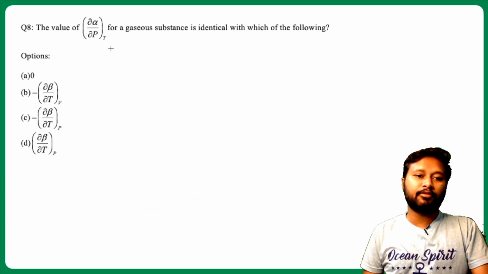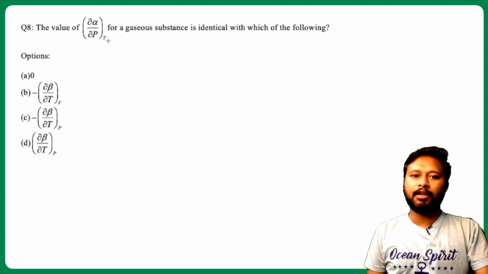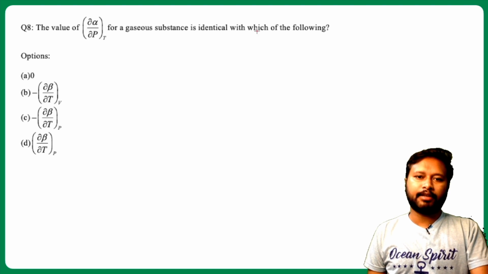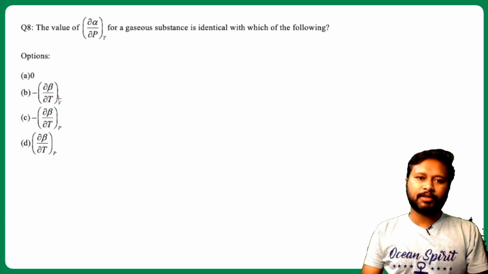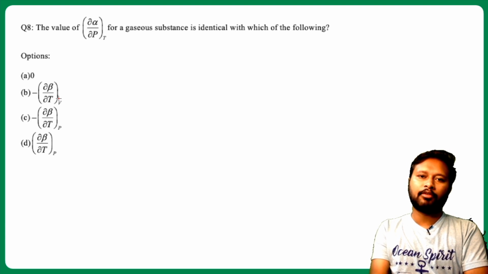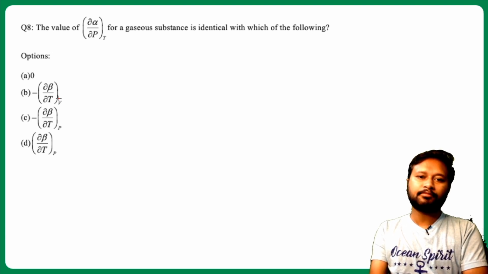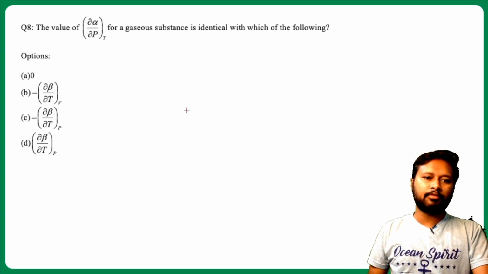All right, let's try to do this question. Here it says that the value of (∂α/∂P) at constant T for the gaseous substance is identical with the following. Now you have different options in the form of beta. So you should know what alpha and beta are. Alpha has already been introduced to you in the previous question, that was the coefficient of thermal expansion. Beta is the compressibility factor. Okay. So now let's try to do this particular question.